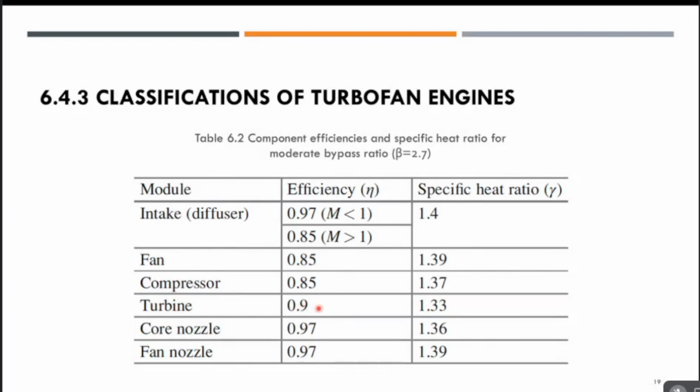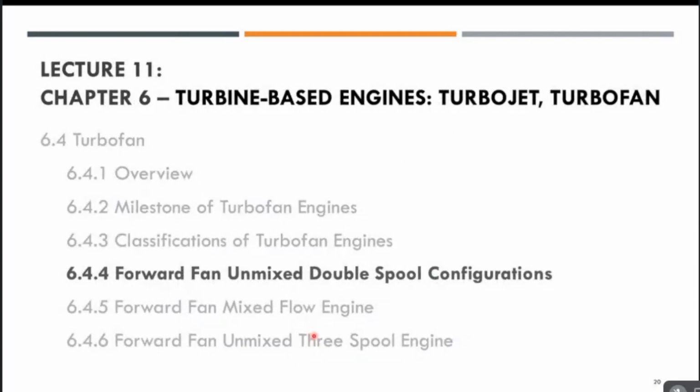And at the turbine, you can see a lesser specific heat ratio, 1.33. The core nozzle is 1.36 and the fan nozzle 1.39, before it goes back to the ambient, the atmosphere, which is already a 1.4 specific heat ratio. As you can see here, these are estimations of the efficiency, and ideally you want them all to be 1.